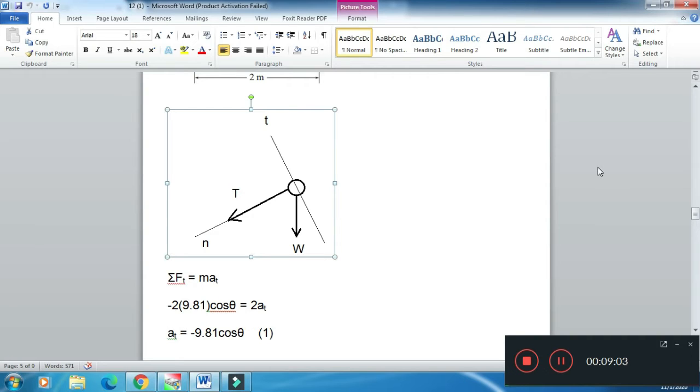The tangential direction is positive in the direction of motion. The direction of motion is counterclockwise, so the direction upward is positive. Then mass is 2 and acceleration in the tangential direction is a_t.